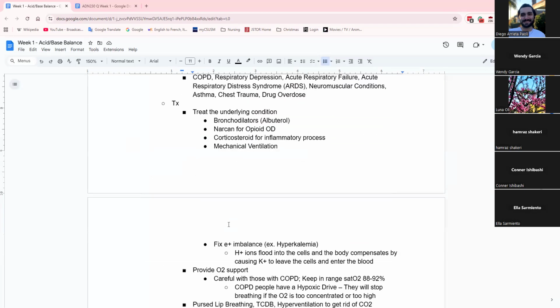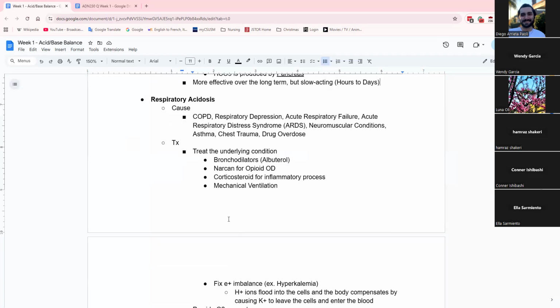So now going over each specific thing, respiratory acidosis. Some of the possible causes of respiratory acidosis include things such as COPD, respiratory depression, acute respiratory failure, ARDS, which you will learn about later in fourth semester. Certain conditions like maybe multiple sclerosis, ALS that makes it difficult for the body to control its own breathing, control the muscles that control the breathing, asthma, chest trauma, drug overdose.